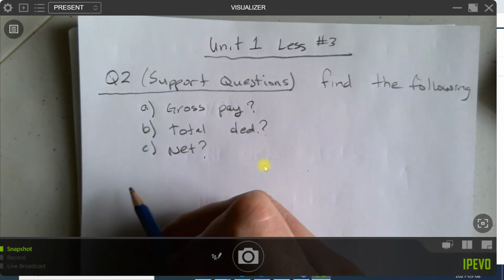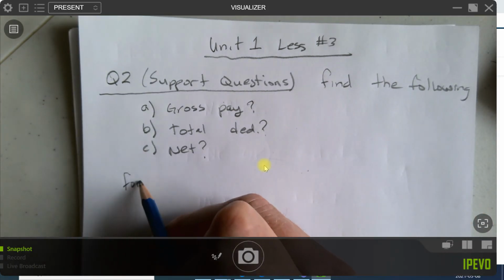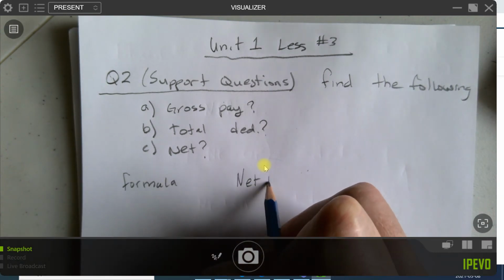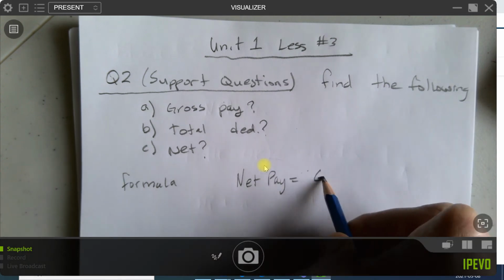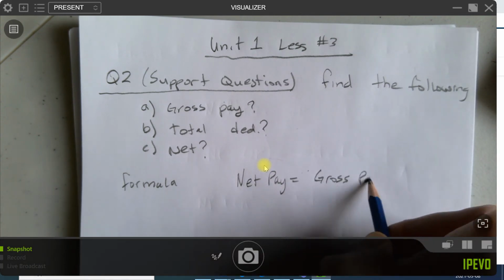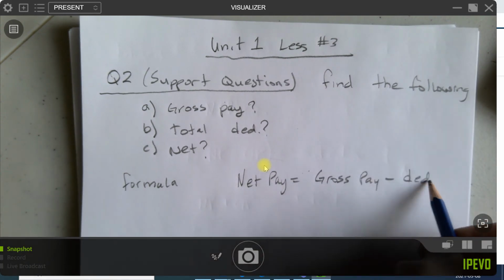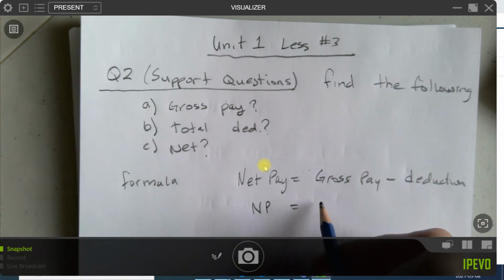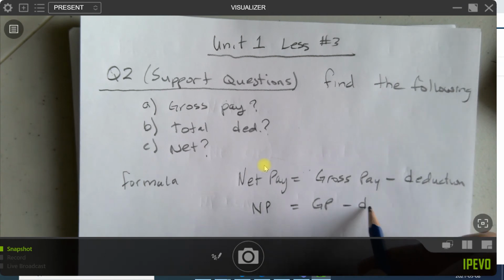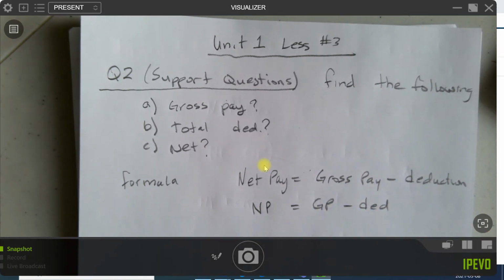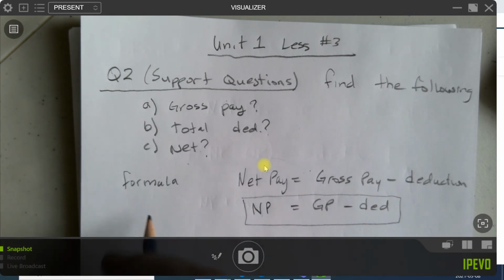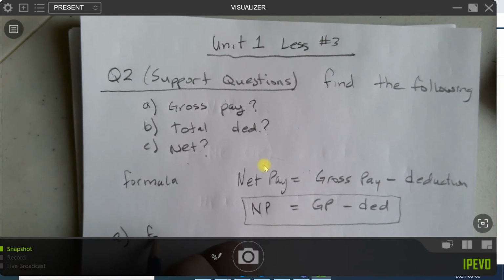So again, what's our formula? Our formula is net pay is equal to gross pay minus deductions. You can shorten that to net pay is equal to GP, gross pay, minus deductions. You could say it like that, right? So that's our formula right there. We have to find net pay, so that's what we have to do for C. So let's do A, find gross pay.